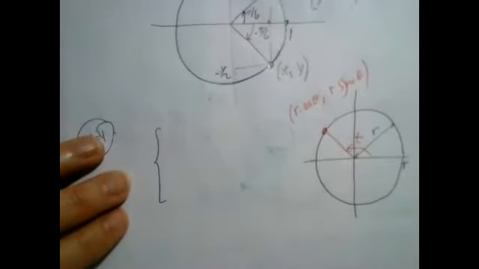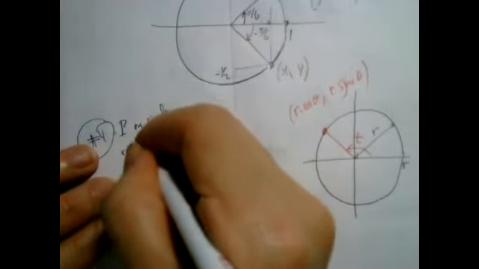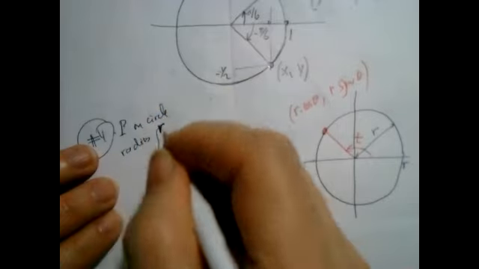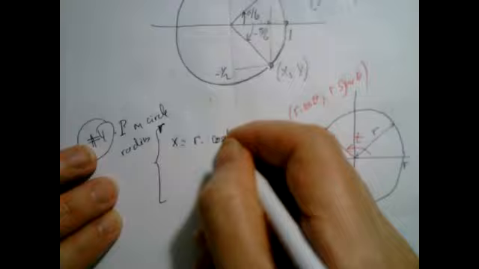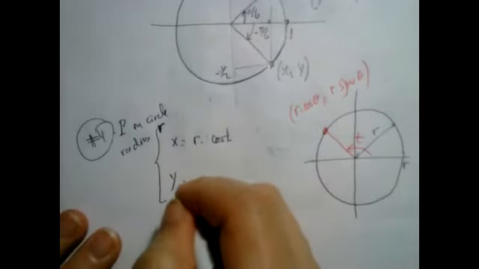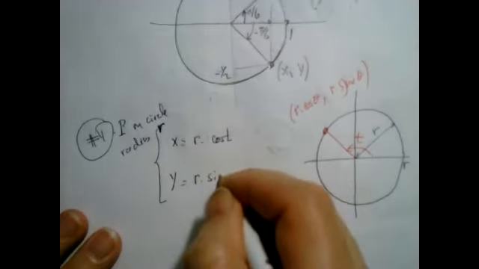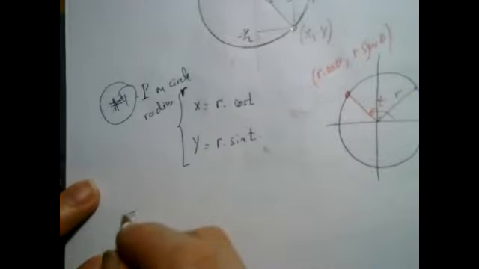So in other words, if P is on the circle of radius r, then the x coordinate is r times the cosine, because everything is going to be stretched by a factor of r, and y will be r times the sine. Okay, and everything is based on the definition of sine and cosine. That's what everything is based on. So in number 4, that's really the idea.